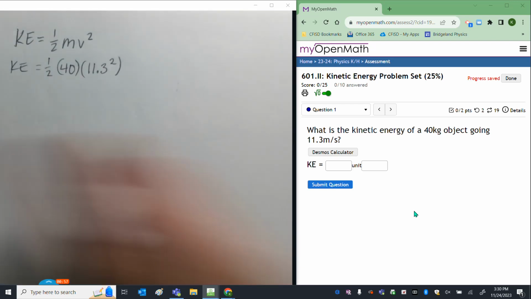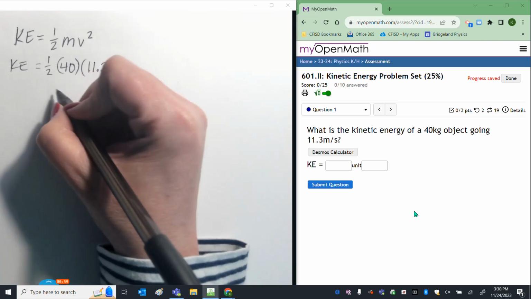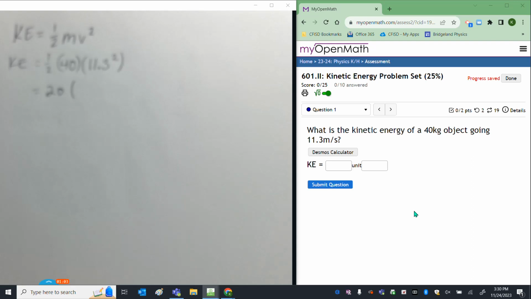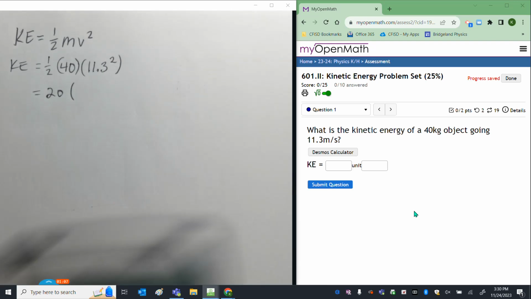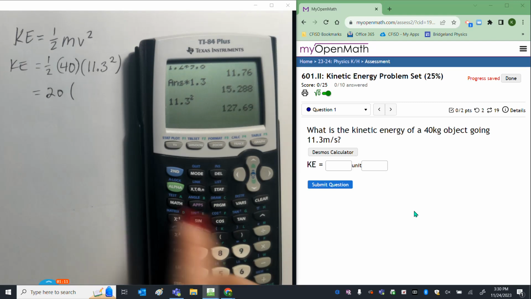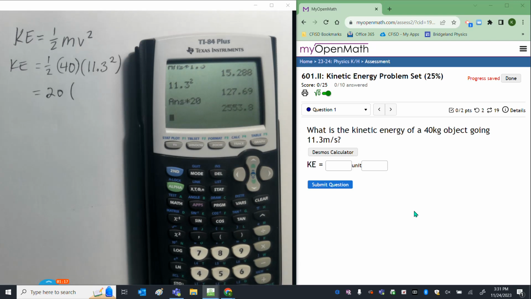Okay, so half of 40, of course, is 20. 11.3 squared is 127.69, and we're going to multiply that now times 20, to get our answer of 2,553.8.